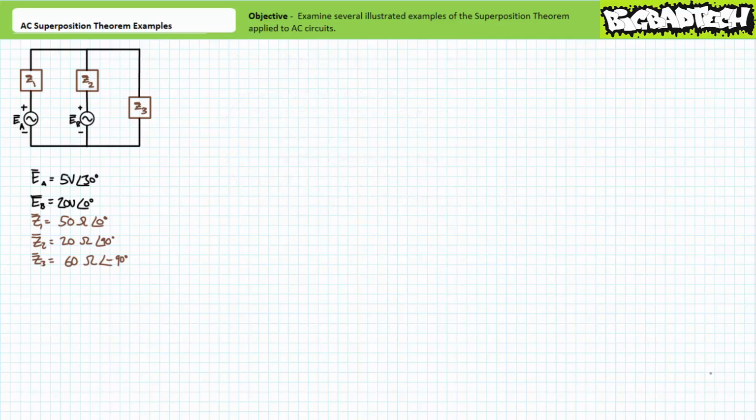Our first illustrated example problem features a series parallel combination of two sources and three impedance elements. Voltage source EA has a value of 5 volts at an angle of 30 degrees. Voltage source EB has a value of 20 volts at an angle of 0 degrees. Impedance element Z1 has a value of 50 ohms at an angle of 0 degrees. Impedance element Z2 has a value of 20 ohms at an angle of 90 degrees. And finally, impedance element Z3 has a value of 60 ohms at an angle of negative 90 degrees.